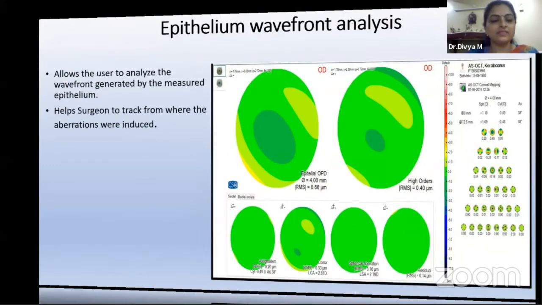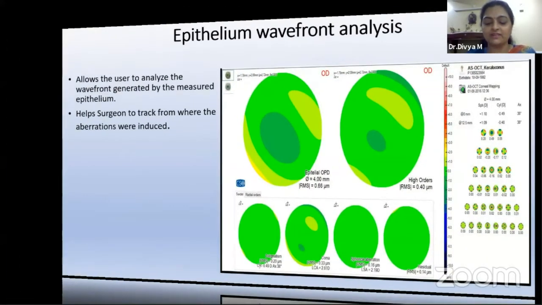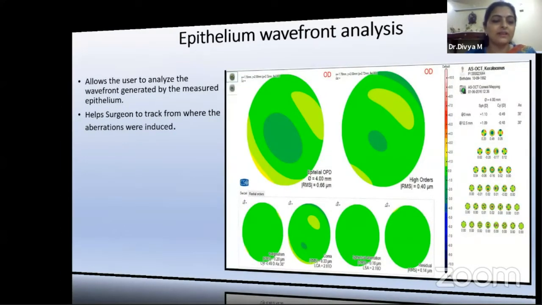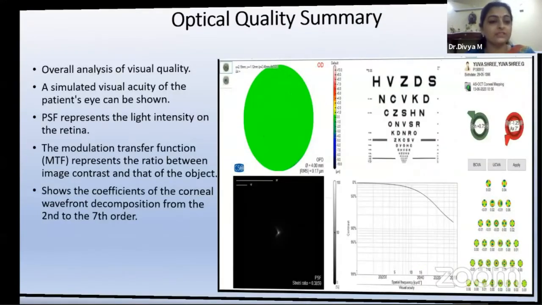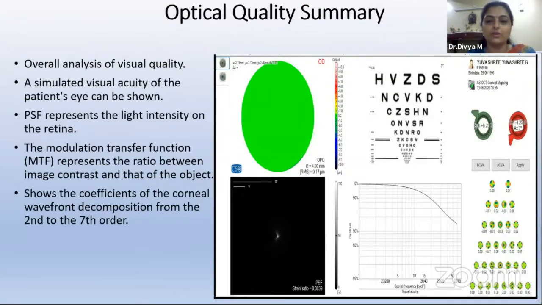This is the optical quality summary map. This is something which I really like because it gives us an idea or simulation of what the patient is actually seeing. And then you have a modality where you could actually click on the map to see if the aberrations are causing any vision distortion. So when you remove it, you will know how exactly the patient will visualize, especially when you're planning for something like TCAT.